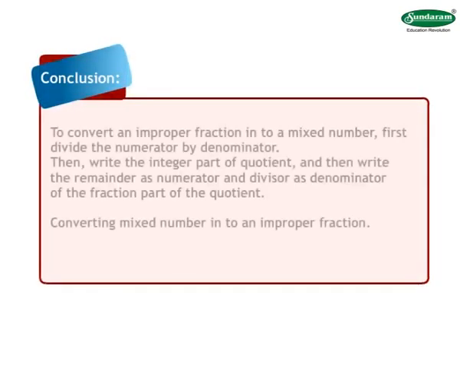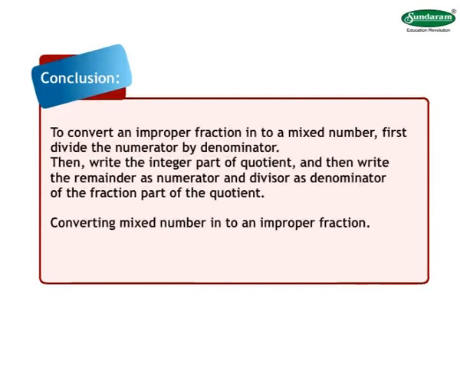Conclusion: to convert an improper fraction into a mixed number, first divide the numerator by the denominator. Then write the integer part of the quotient, and then write the remainder as the numerator and the divisor as the denominator of the fraction part of the quotient. Lastly, let us learn how to convert a mixed number into an improper fraction.